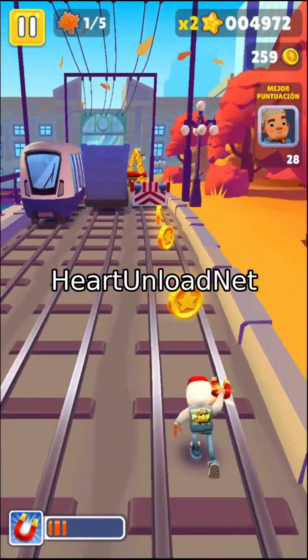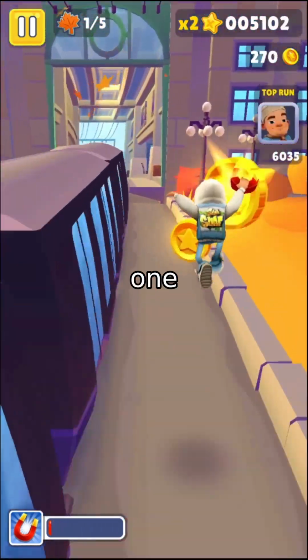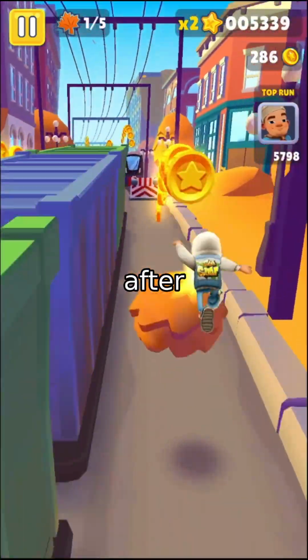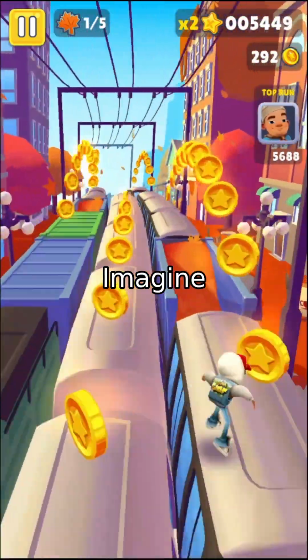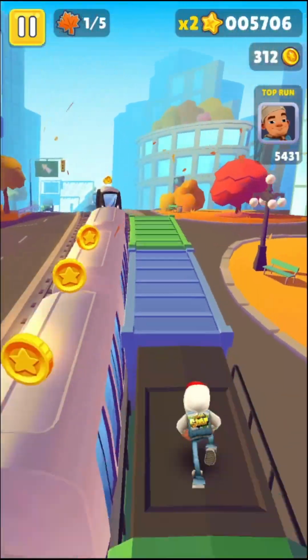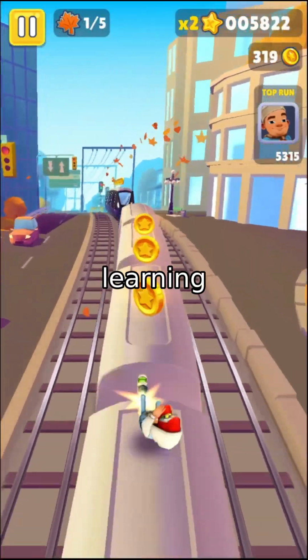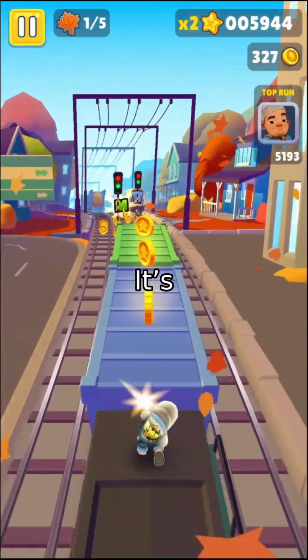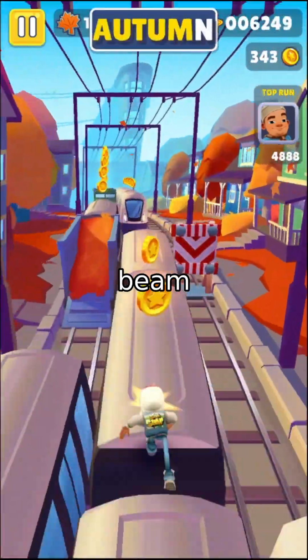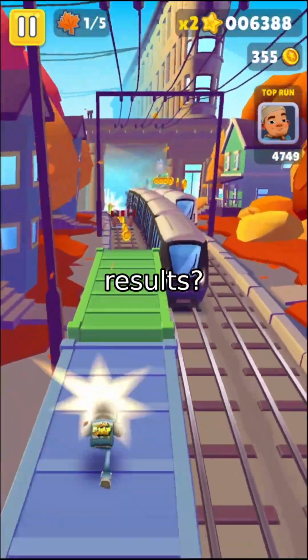Here's the magic. HeartUnloadNet doesn't just predict the unloaded state in one direction. It uses a cycle consistency trick, inspired by before and after image generators. Imagine training a model to turn a loaded heart shape into an unloaded one, and then back again. If it can reverse the process perfectly, it's learning the real physics of how the heart deforms. It's like teaching a robot to ride a bike by letting it fall, but giving it a built-in balance beam to correct itself. The results?